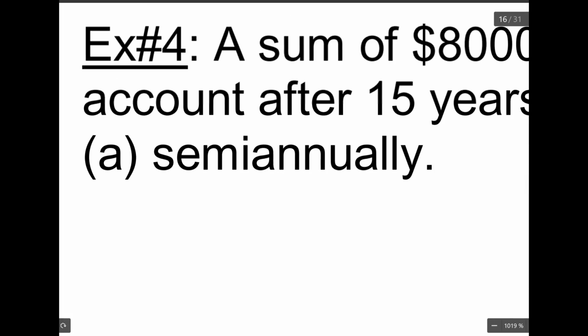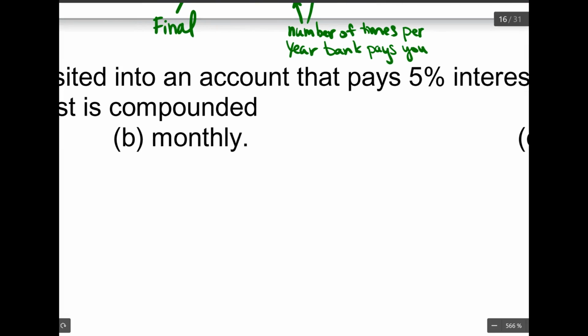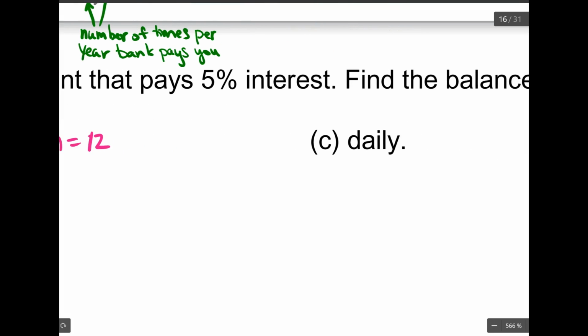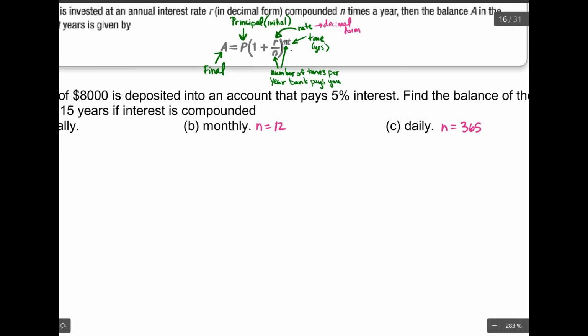So semi-annually, 6 months, how many times per year is this? Twice. How many times is monthly? How many times compounded is daily? Right, so that's the number of times per year. You have 365 days per year.